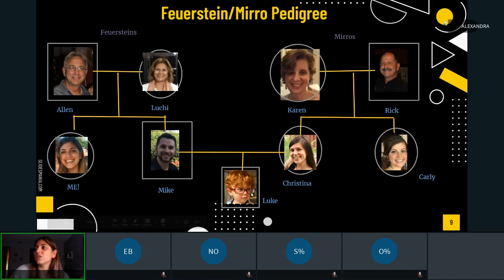And then if you go over to Christina's side, she has a sister named Carly. And it's hilarious because you can actually see how similar they are, but different. And then they have their parents, Karen and Rick. So let's go ahead and really quickly, I'm going to ask you, what is the relationship between Carly and Luke?